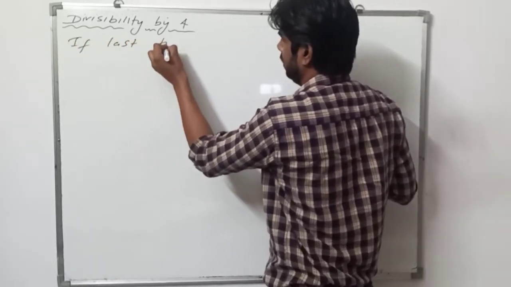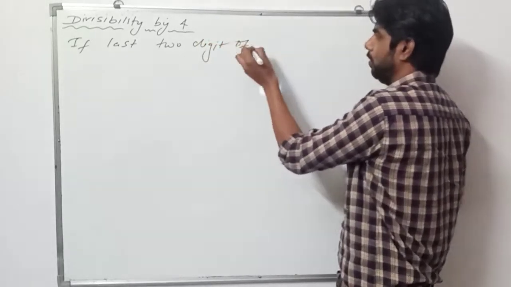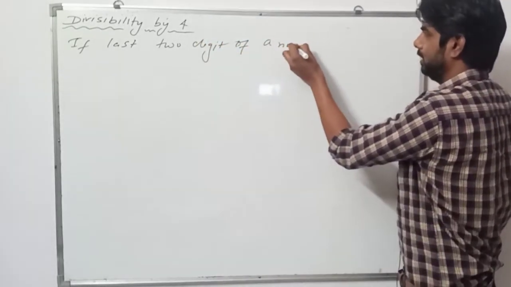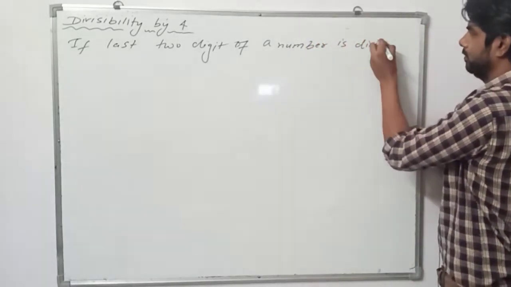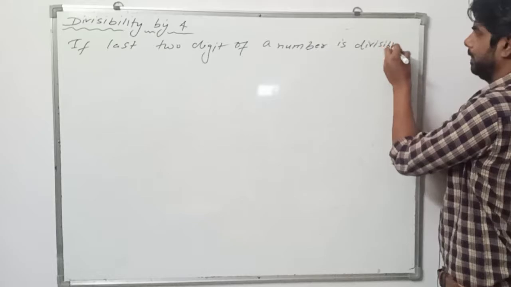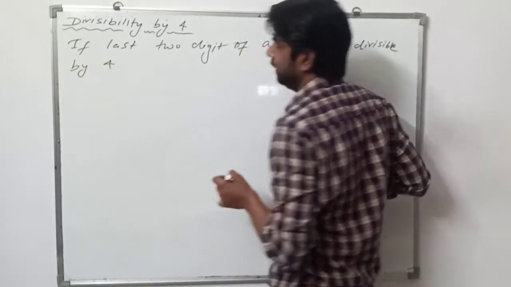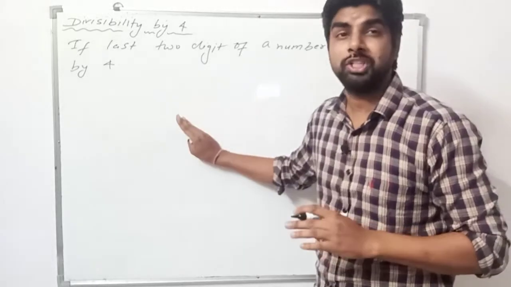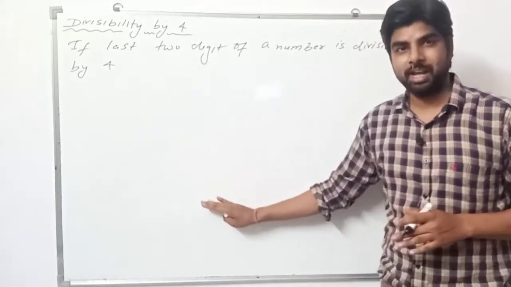If the last 2 digits of a number are divisible by 4, then the whole number is divisible by 4.